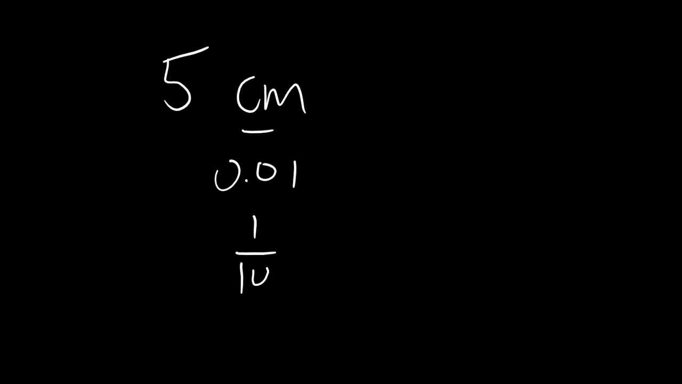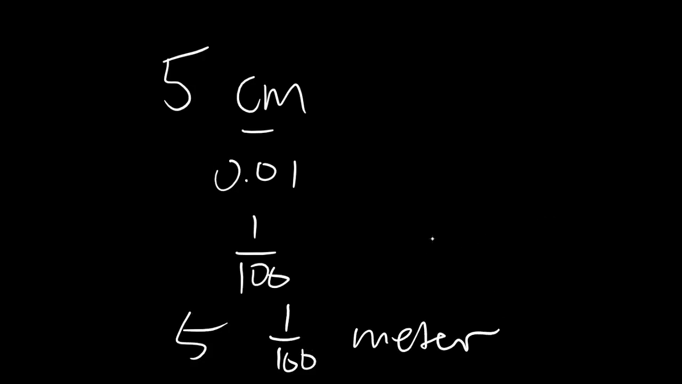If you saw something like 5 centimeters, centi means 0.01 or 1/100th. 5 1/100ths of a meter, or 5/100ths of a meter. That's what it basically means.